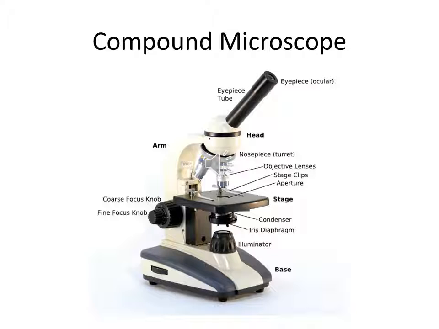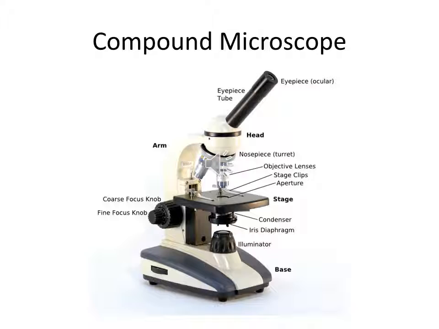At the end of the head you'll have the nose piece. The nose piece has the different objective lenses. So the ocular, the eyepiece, which is commonly 10 times magnification, will work together with the objectives, which are commonly 4, 10, and 100 times, so that you can get magnifications of 4 times 10 would be 40, 10 times 10 would be 100, and 100 times 10 would be 1,000 times magnification.